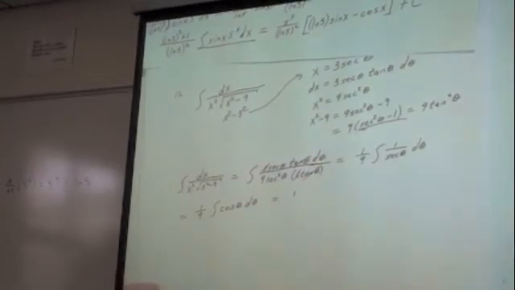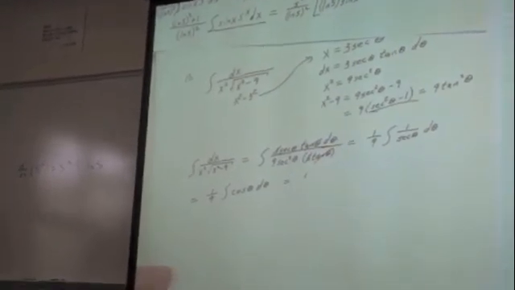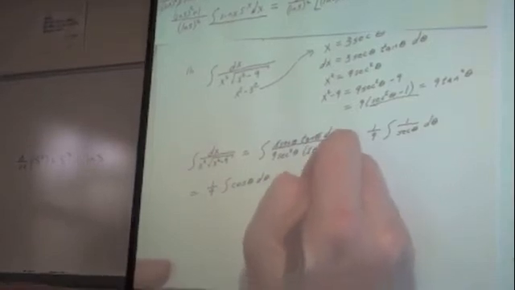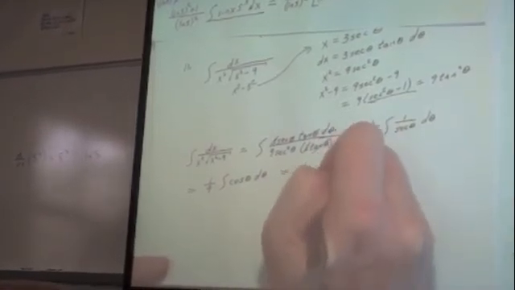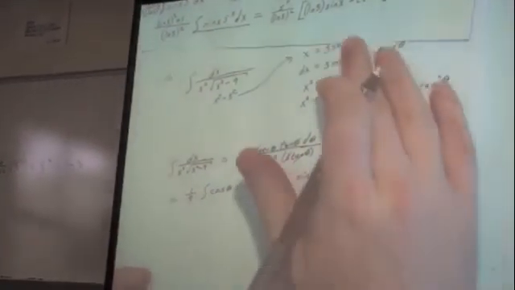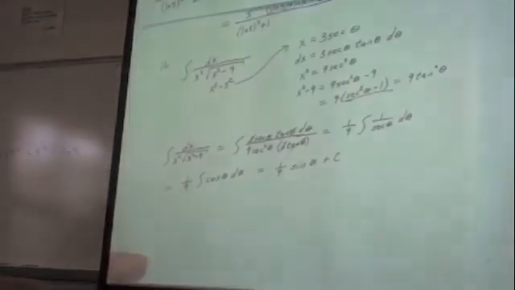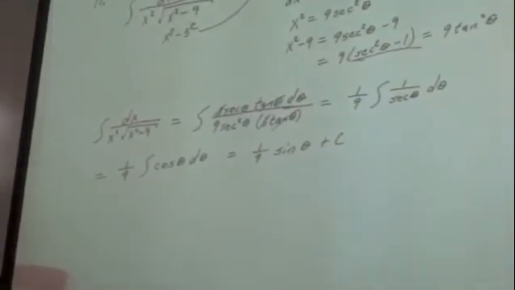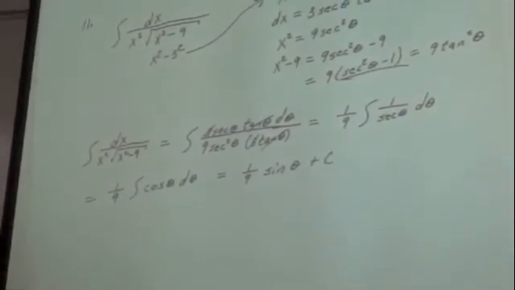So the integral of cosine is just sine. Wow. This simplifies a little too nicely, doesn't it? 1 over 9 sine of theta plus c. Do we want to stop there? Of course not. That'd be terrible. Because the problem was in terms of x. Your solution needs to be in terms of x.